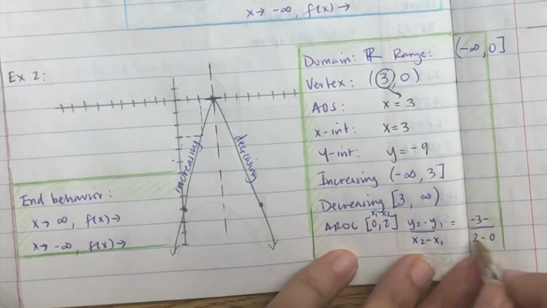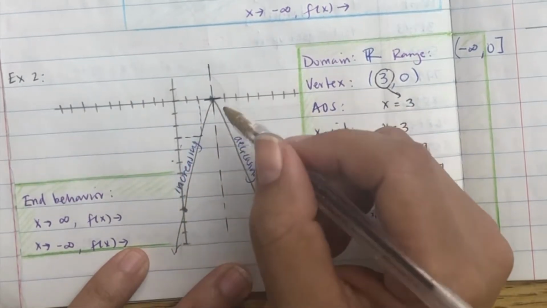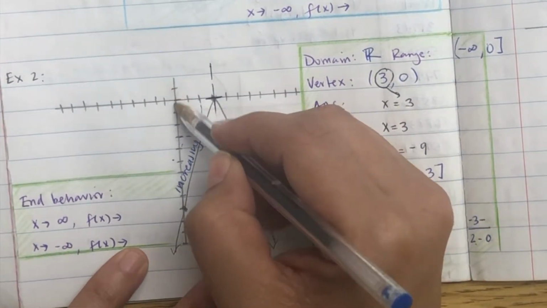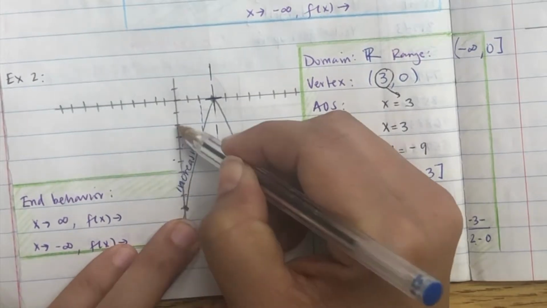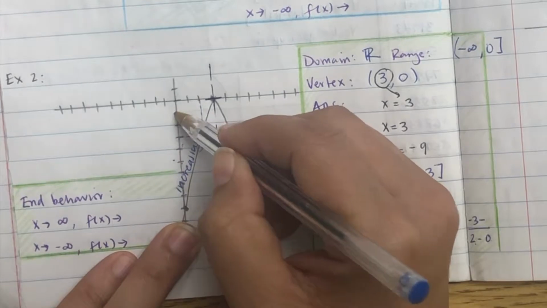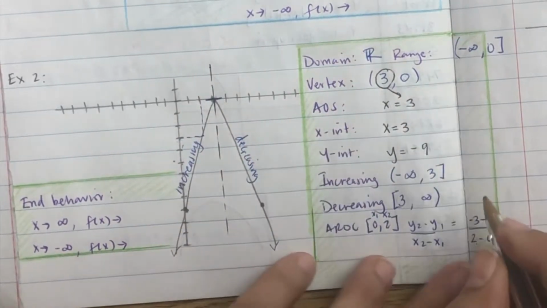Minus, when x is 0, what's y? So when x is 0, where is the graph? All the way down here, so it's 1, 2, 3, 4, 5, 6, 7, 1, 2, 3, 4, 5, 6, 7, 8, 9. Negative 9.